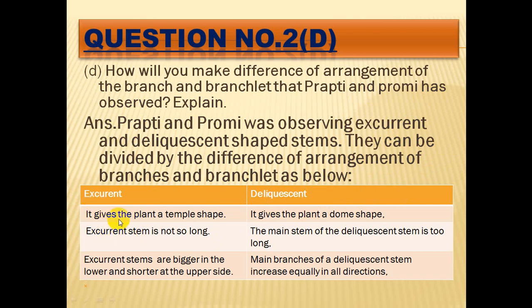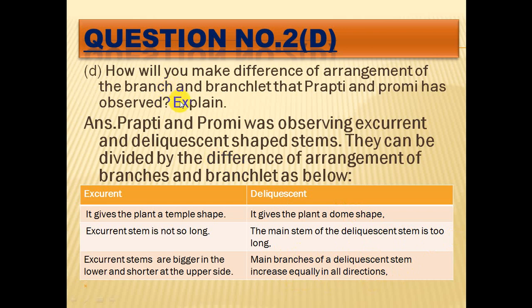Excurrent gives the plant a temple shape. Excurrent stems are bigger in the lower part and shorter at the upper side. And deliquescent gives the plants a dome shape. The main stem of the deliquescent stem is not so long. Main branches of deliquescent stems increase equally in all directions.